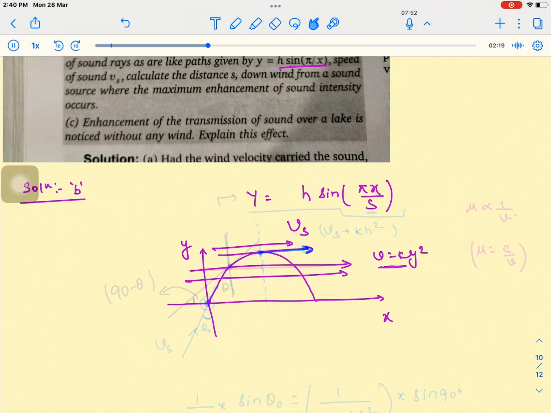so we are going from rarer to denser medium, as mu will be inversely proportional to v, the speed of sound in that medium. As we know from ray optics, mu is something like c by v, so we are using the same fact.